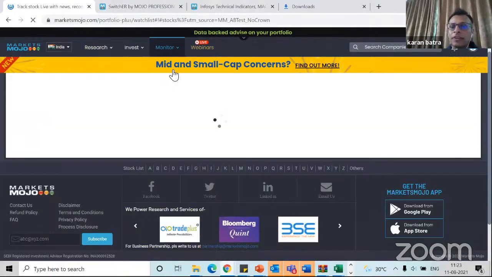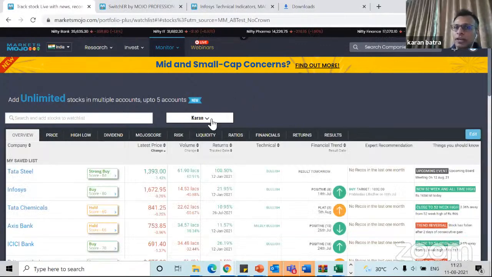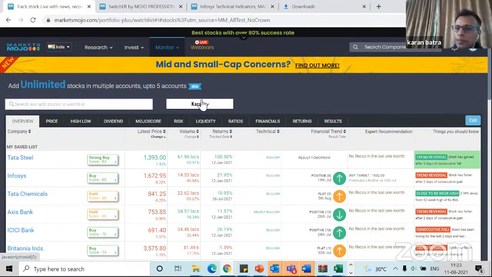You can create up to 5 watch lists in the system. This was one of the requests that we got from a lot of our users, that they want to create more watch lists. That's why we created up to 5 watch list functionality. Like I said, from the stock page you can add to watch list, or from here you can search and add a stock to your watch list.